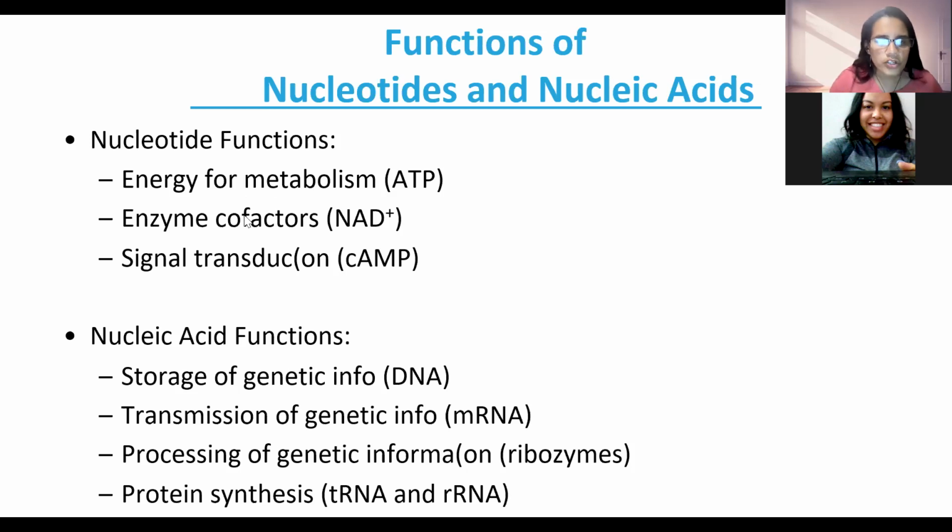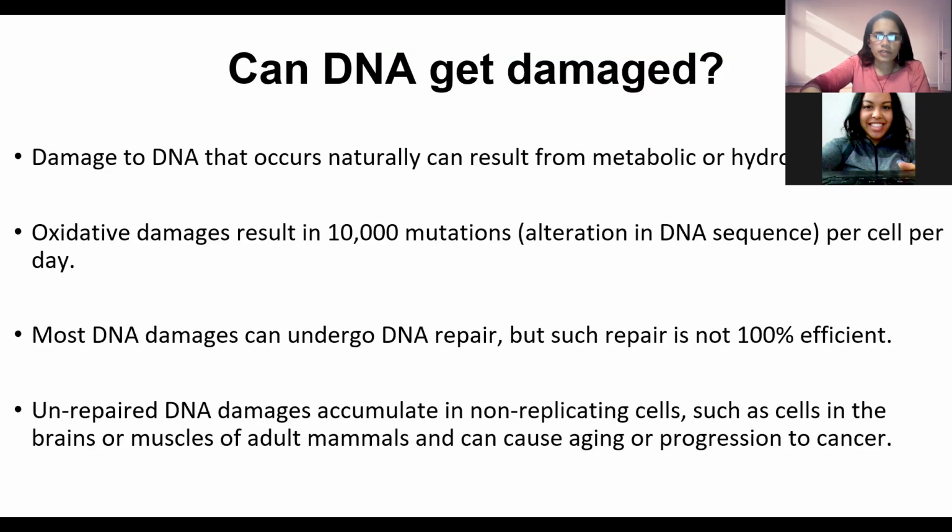Yes. So energy for metabolism, it provides energy. ATP. ATP is the energy currency of the cell. We all know that. So that is adenosine triphosphate. So that's one of the functions. It serves in many places as cofactors. It helps in signal transduction. Those are the nucleotide functions, and nucleic acids help in storing the genetic information and passing it on, and help in processing that information. So these are some of the things.